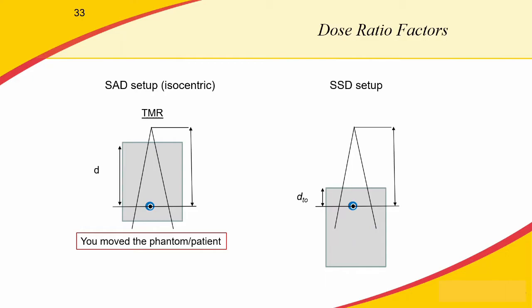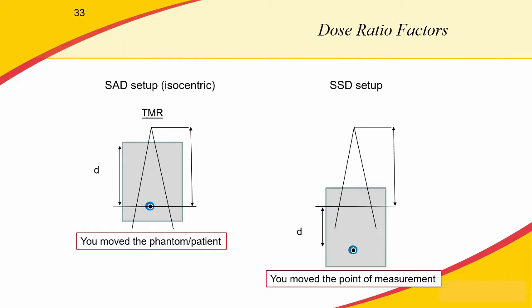You make your dose measurement at your T naught depth, probably D max, and then you want to know the dose at a different depth. You would move your chamber further away and deeper into your phantom, so your phantom stays in one spot. And you would make your measurement of dose at this new depth. If you want to know dose at a new depth where your patient or your phantom has stayed in one spot, but you've moved further away from the source, then you would use PDD for your dose output factor. So in this case, you've moved the point of measurement and kept the phantom at the same spot.